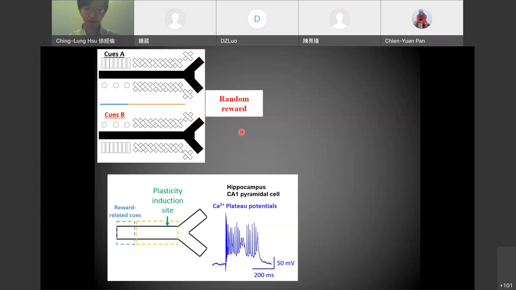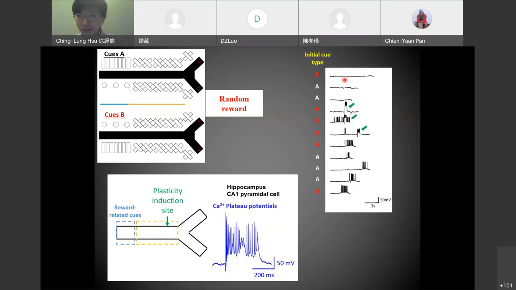I mentioned in the reference literature. And once the animal can do this passive random reward task, as long as he passes through this later part of the delay region, a large and short-duration current was injected into the soma of the CA1 cell and triggers this plateau potential.